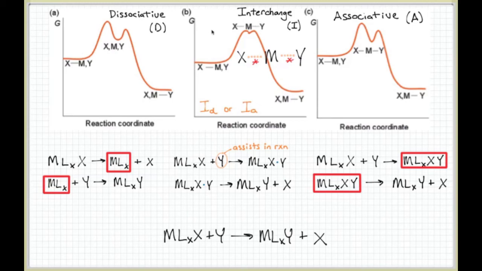Now, if Y assists in the reaction to a large degree, then the reaction mechanism would be called Ia, or interchange associative. And if Y assists very little, in other words, it doesn't assist much in helping the outgoing X ligand to leave the complex, then the reaction mechanism would be Id, interchange dissociative.